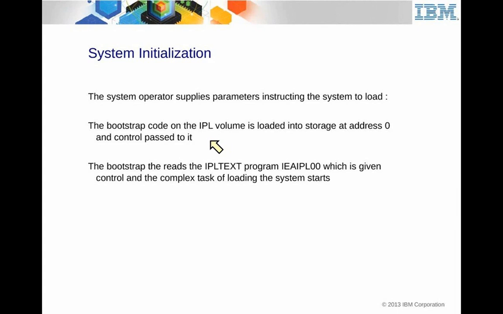Linux has a boot record, Windows has a boot record, it's on disk. And you've got to go out there and get that boot record. So what happens is the bootstrap reads what we refer to as the IPL text and a program called IEASYSLV that is on that disk that you went after. So there's IPL text and the program IEASYSLV, which is given control, and the complex task of loading the system starts.